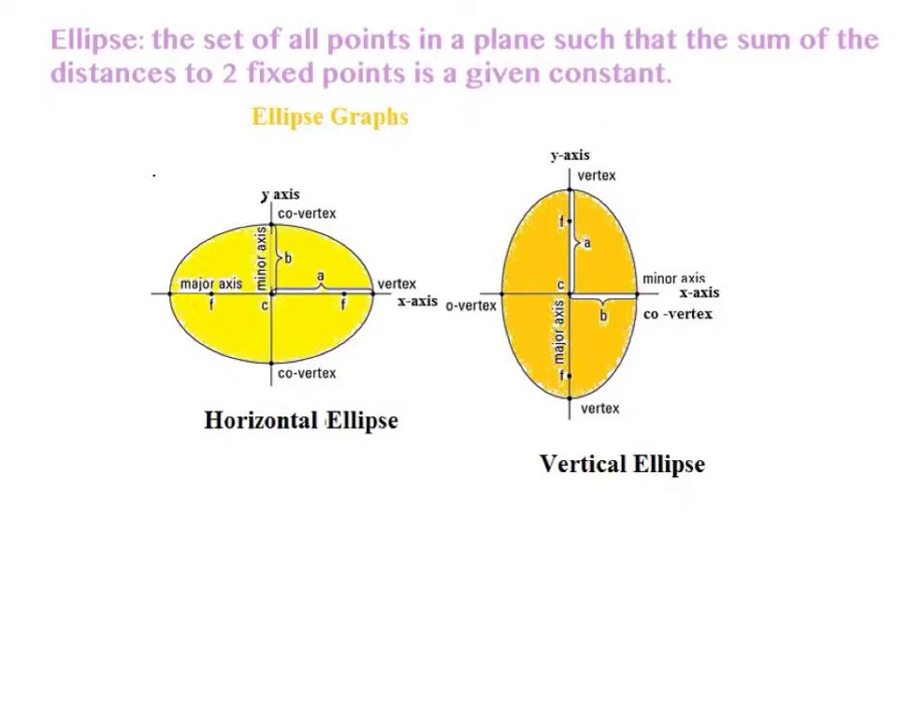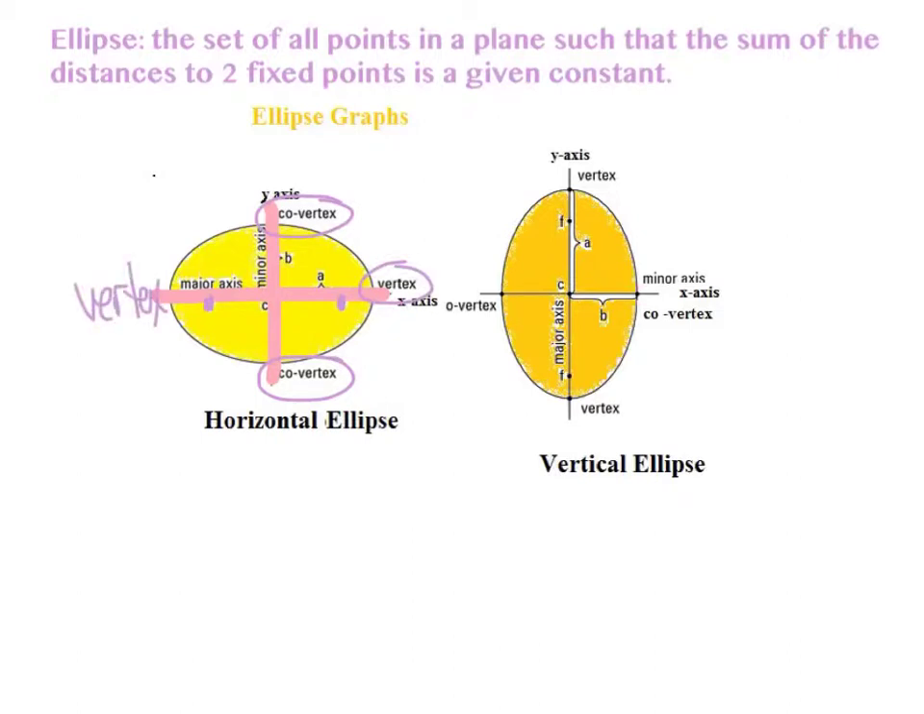We've got a major axis, which is the long one, a minor axis, which is the short one, and then we have foci, vertices, and co-vertices. Let me highlight those. There's foci here. I think I just covered up the F's. There's co-vertices here. There's a vertex here and a vertex here.